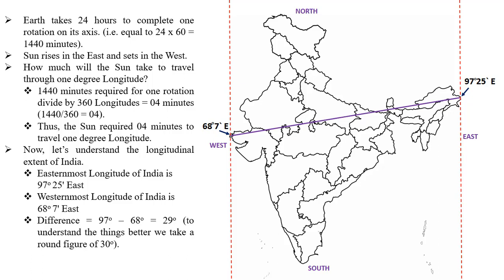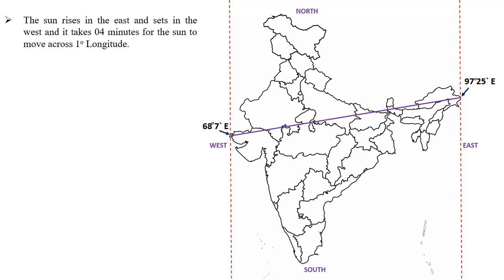Now, if we see the difference, right? If we subtract the westernmost from the easternmost, we get 29°, right? And in order to have the calculations right, let's round it up and make it 30 degrees. Hopefully things must be clear to you till now.